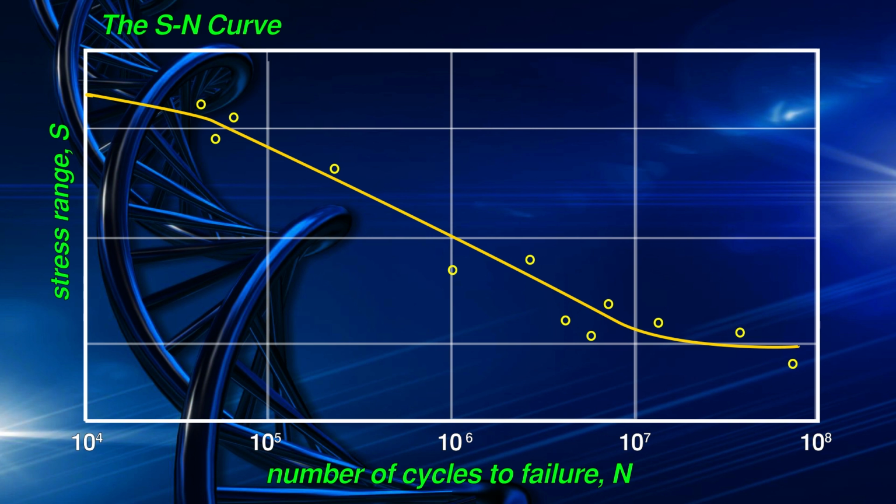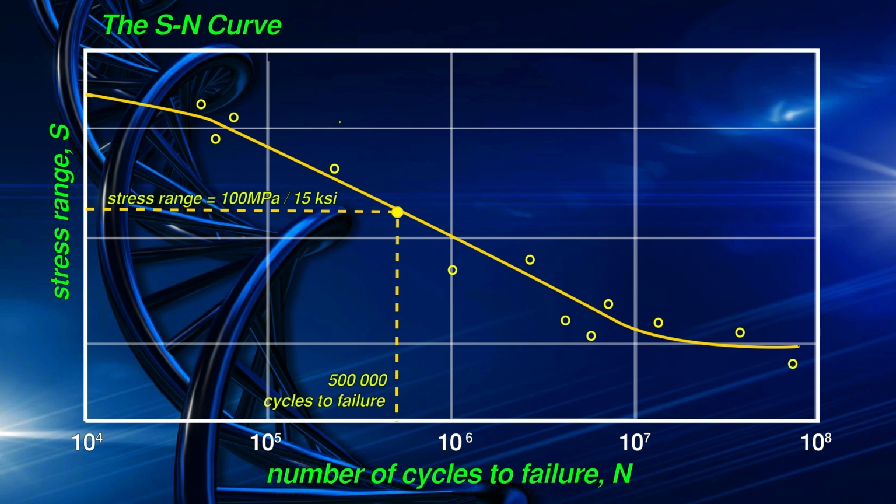For example, if we have a stress range of 100 megapascal, then the SN curve tells us that the number of cycles to failure is 5 lakhs. If we know that our component is subjected to 1 cycle per minute, we could predict that our component will fail due to fatigue after approximately 1 year.